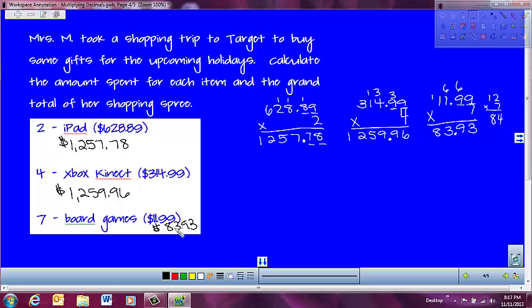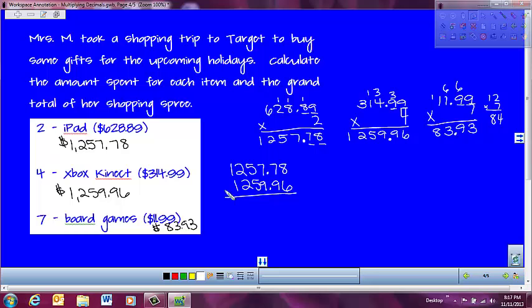Now, if you notice, we've got a second question. We calculated the amount spent for each item, but we have to figure out the grand total. How will we figure out the grand total? That's telling me to add up these 3 numbers. I believe you have some space maybe off to the left in your margin that you could line these up, because when we add decimals, we have to line up decimal points. Now, if you want to line up all 3 of them at one time, feel free. I'm going to do 2 at a time. So I'm lining up my decimal points this time.